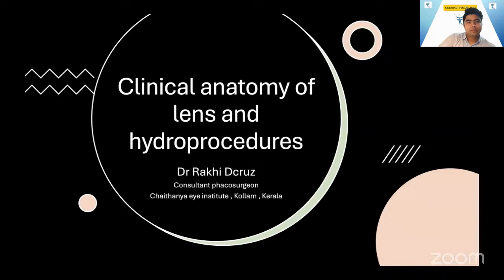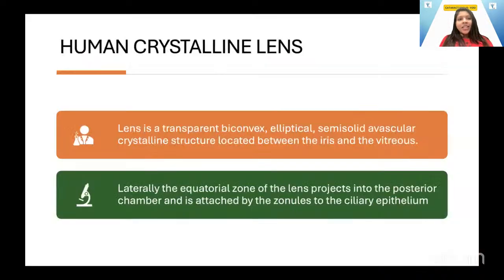So I'll be talking about the clinical anatomy of the lens and the hydroprocedures today. So lens, as we all know, is a transparent biconvex elliptical semi-solid avascular structure which is located between the iris and the vitreous. Laterally, the equatorial zone of the lens projects into the posterior chamber and is attached by the zonules to the ciliary epithelium.